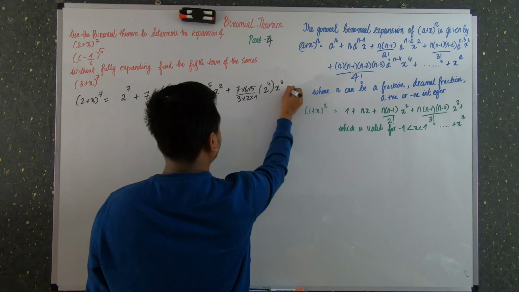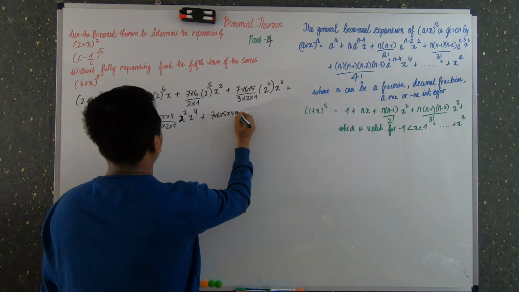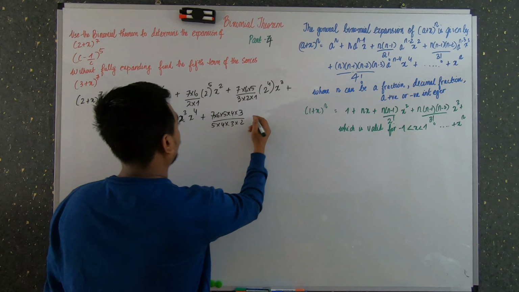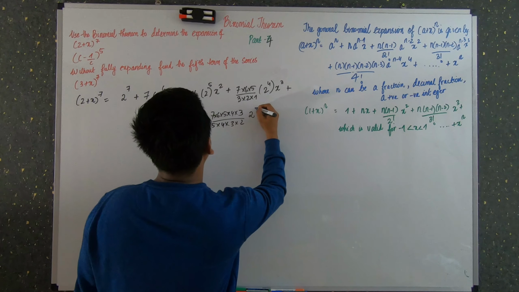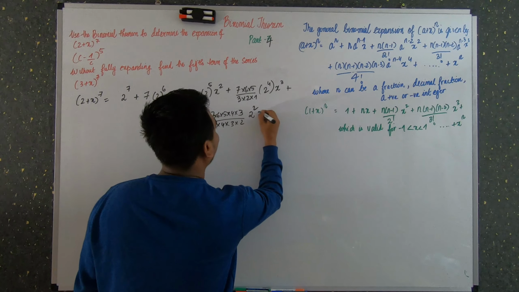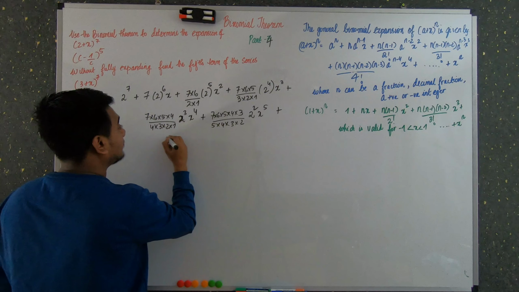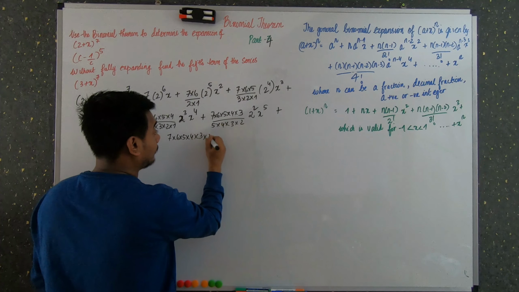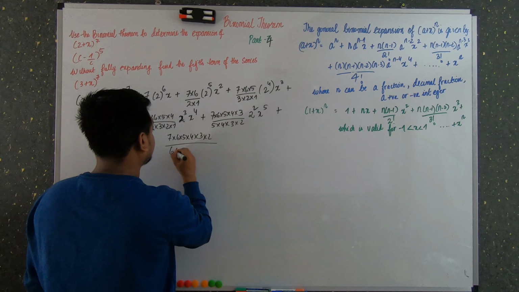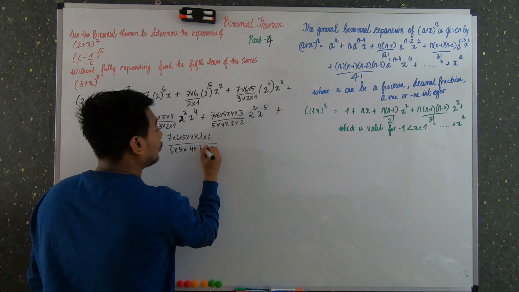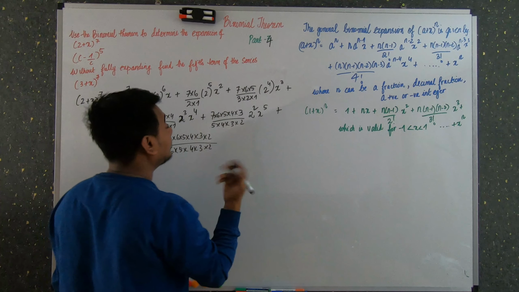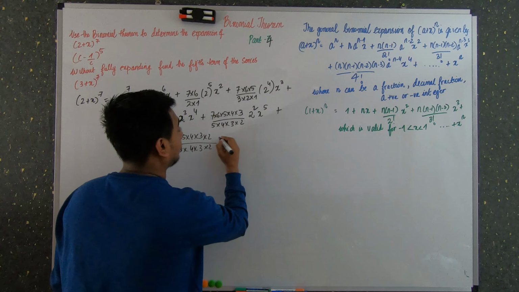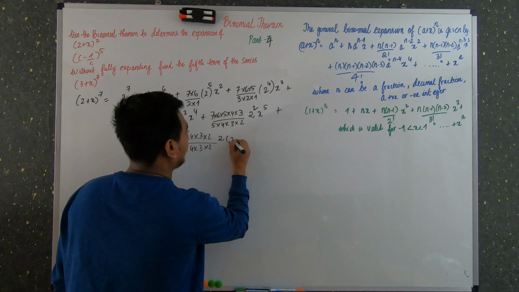Okay, what is the next term? 7 into 6 into 5 into 4 into 3 by 5 into 4 into 3 into 2 into 1, into 2 raised to, 2 cube is what? Sorry, it is 2 square x raised to 5. What would be the next term again? 7 into 6 into 5 into 4 into 3 into 2 by 6 into 5 into 4 into 3 into 2 into 1. It is there, but I'm not writing 1 because any term multiplied or divided or raised to 1 is itself. So sorry, 2 into x raised to 6.